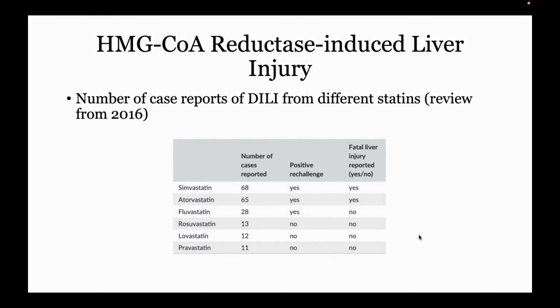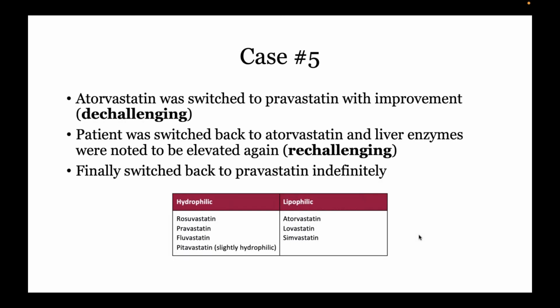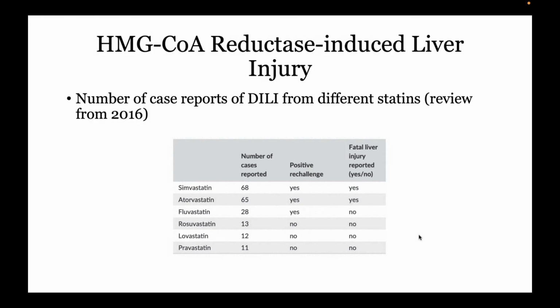So toxicity is idiosyncratic and can happen with any one of them. I wouldn't necessarily switch one lipophilic to another lipophilic. Nobody dies when you stop the statin. I would have stopped the statin there and waited till it recovers and then given something hydrophilic. But don't forget, the hydrophilic statins don't have the same impact on cardiovascular outcomes.